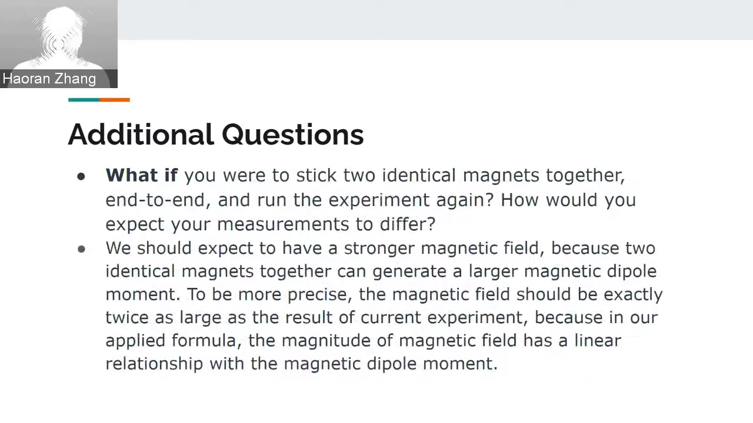What if we stick two identical magnets together? We should expect to have a stronger magnetic field, because two identical magnets together can generate a larger magnetic dipole moment. To be more precise, the magnetic field should be exactly twice as large as a result of the current experiment, because in our applied formula, the magnitude of magnetic field has a linear relationship with the magnetic dipole moment, and the magnetic dipole moment should be twice as large as the one for a single bar magnet.